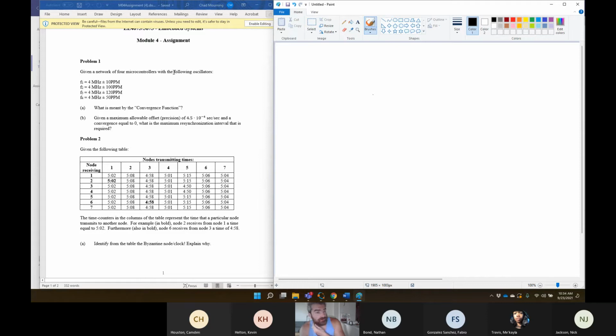Given a number of 4 controllers with the following oscillators and drift rates, what is meant by convergence function? You don't actually need any of this information to know that. Convergence function is just the sort of leftover bit of time after synchronization that depends on what synchronization method you're using. So anything like that, probably get credit for.